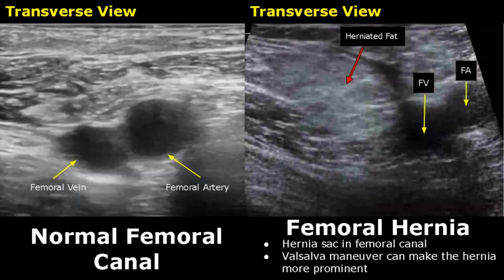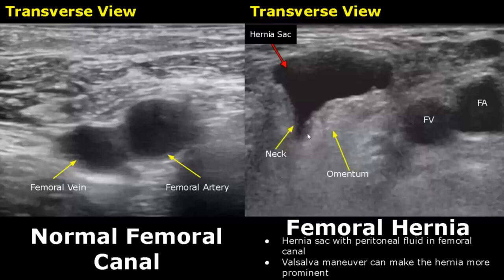This is another case of femoral hernia. The herniated fat is found alongside femoral vein. A Valsalva maneuver can make the hernia more prominent. In this femoral hernia, peritoneal fluid is found in the hernial sac. Also, there is omental fat seen here.